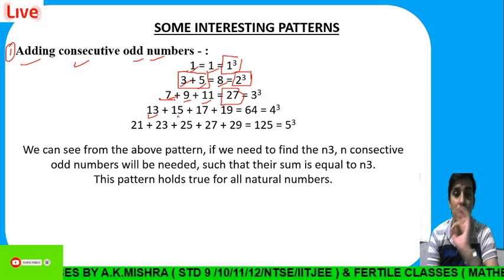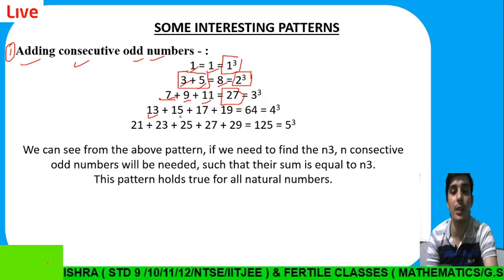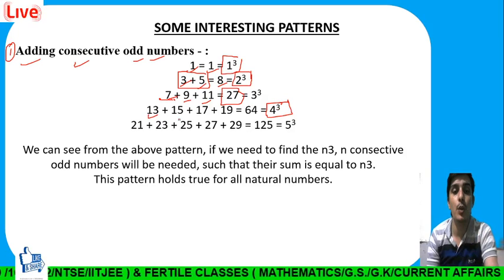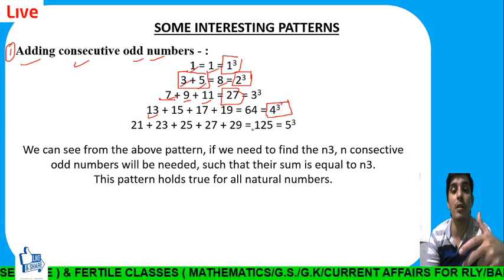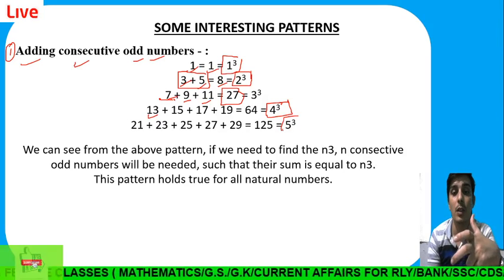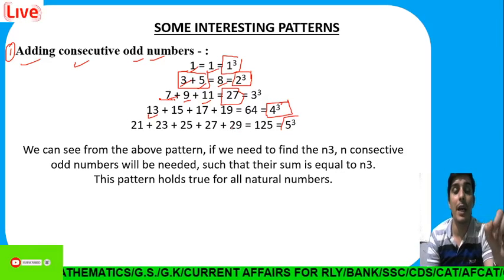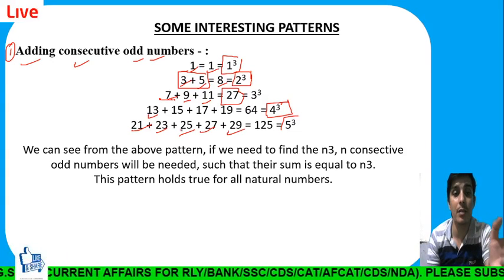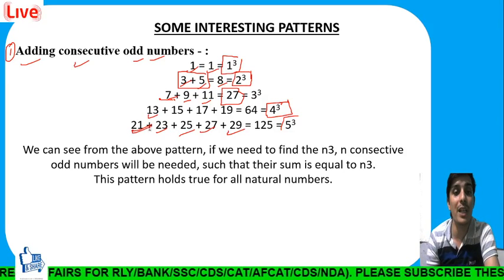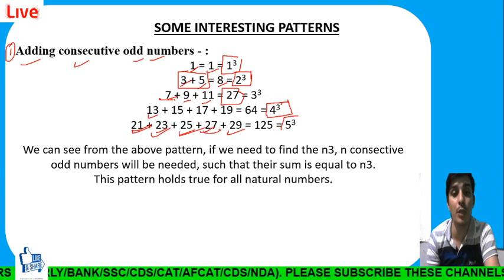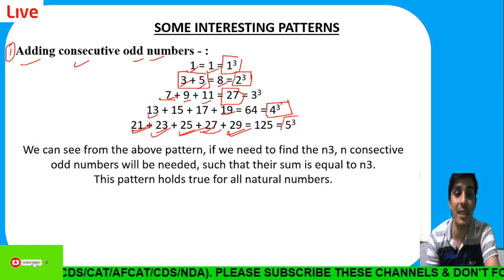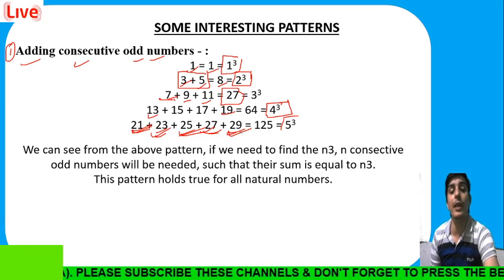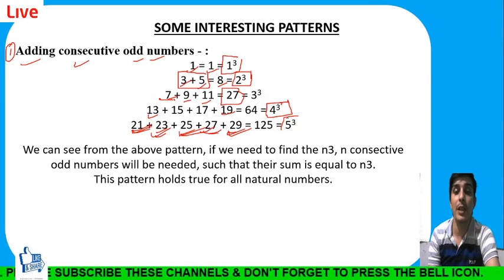After adding the next four odd numbers, we will get the cube of 4. For obtaining the next cube, we have to add the next 5 consecutive odd numbers. After 19, the next 5 consecutive odd numbers are 21, 23, 25, 27 and 29, and after adding we get 125, which is equal to 5 cube.